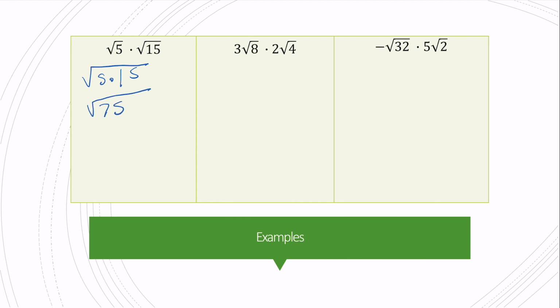And now to simplify this, I look for perfect squares. 75, well, that's 3 times 25, which is 5 squared. So I'm going to have the square root of 5 squared times 3. So 5 square root 3 would be my final answer. I recommend simplifying your radicals first if you can.